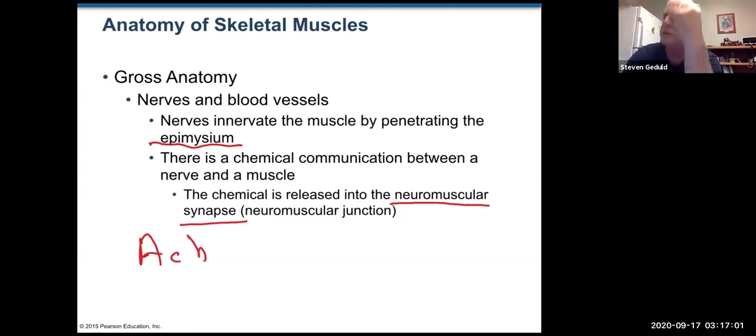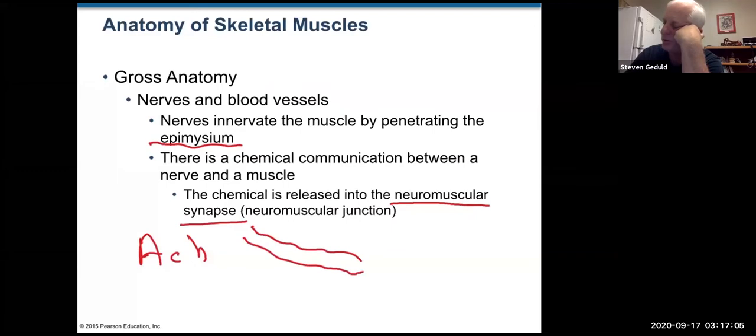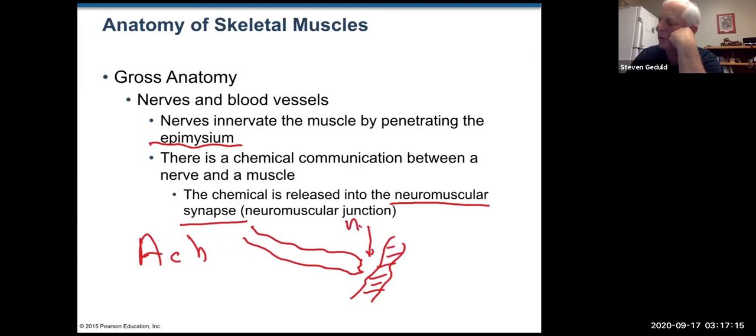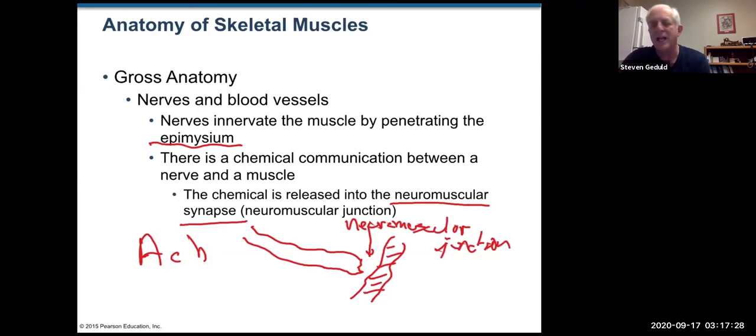The nerve comes in. This is your nerve cell. I'm not great at drawing nerve cells. And this is your muscle fiber right here. Here are your striations. And this is your neuromuscular junction. That's where the nerve and the muscle meet. That's how it innervates.